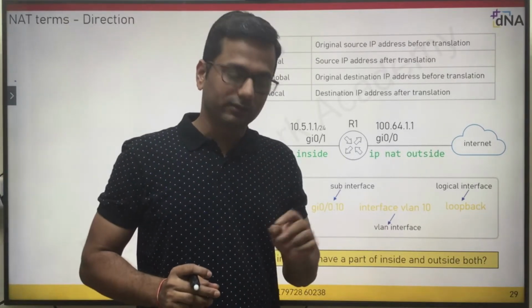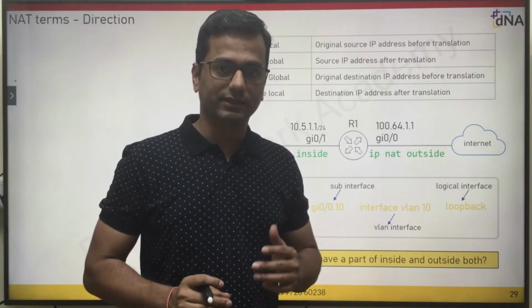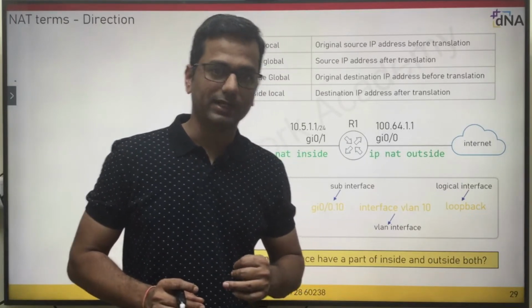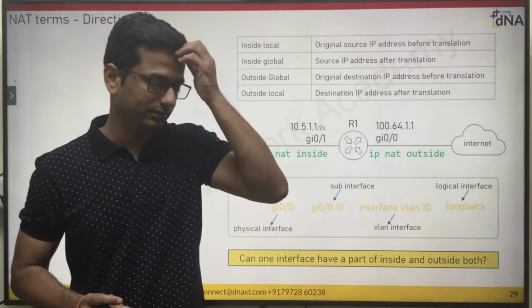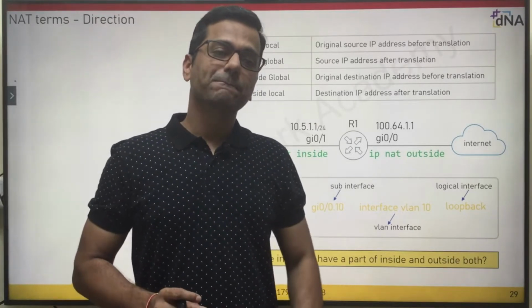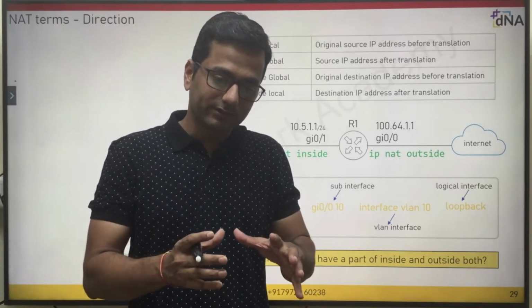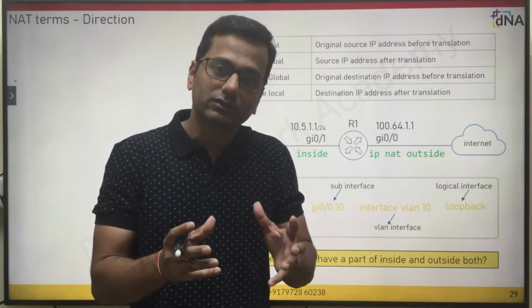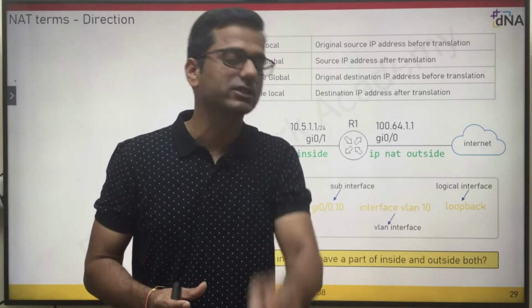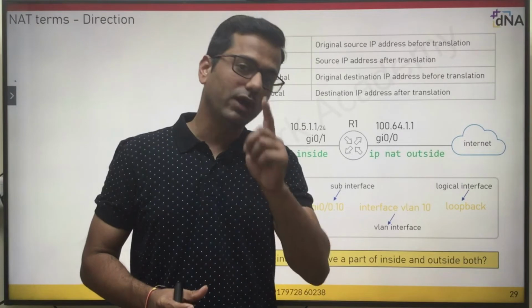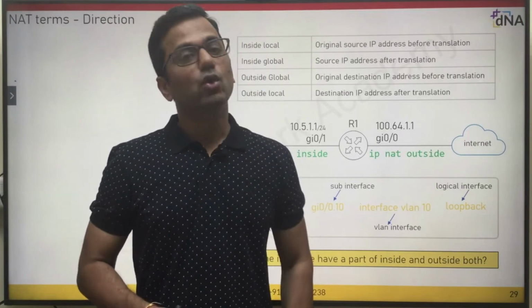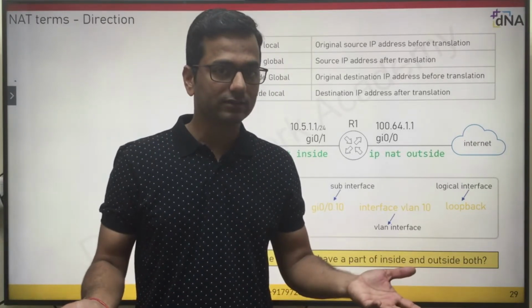There are three types of NAT we already discussed: interface NAT, dynamic NAT, and PAT, and the static NAT, which is bidirectional, right? Now, whenever you configure NAT on the Cisco router, you have to first define the direction, guys. First you have to define the direction, who is inside and who is outside.